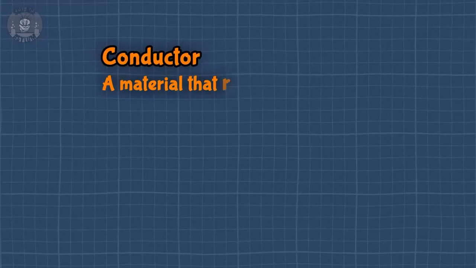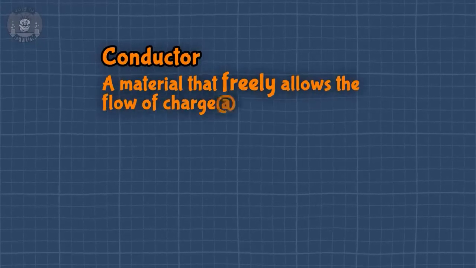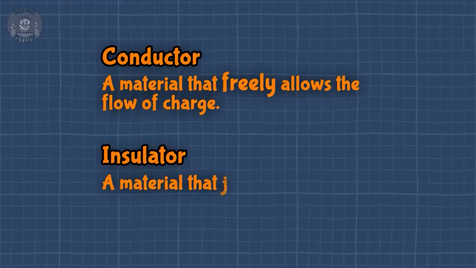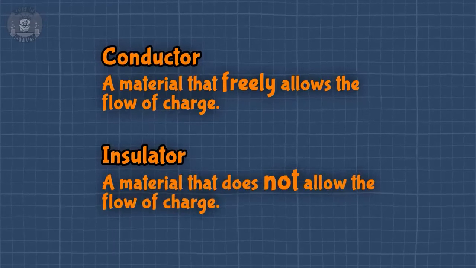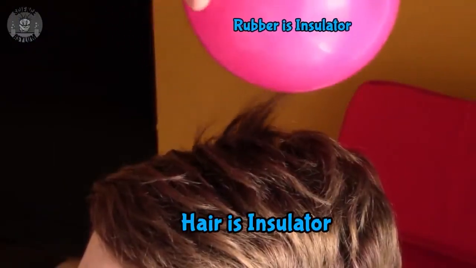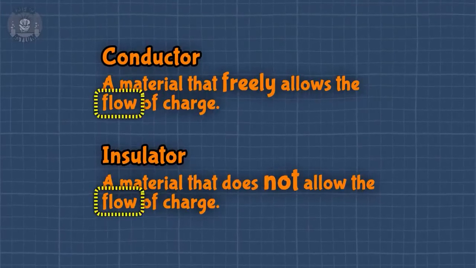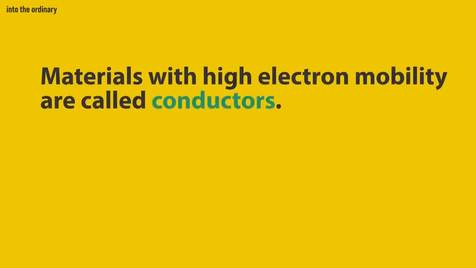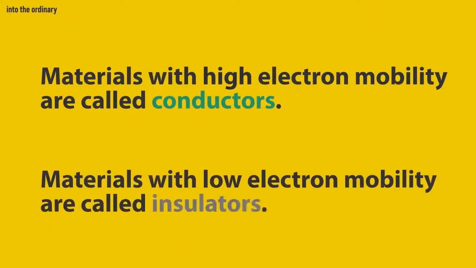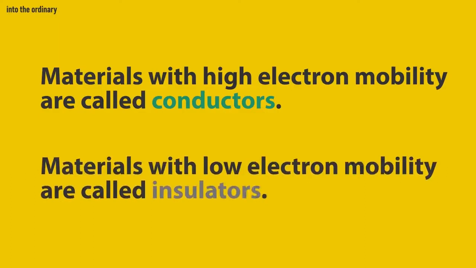We like to divide materials into two categories: conductors and insulators. A conductor is a material that freely allows the flow of charge. An insulator is a material that does not allow the flow of charge. Either type of material can become charged. What matters is whether or not the charge can move once it's there. Materials with high electron mobility are called conductors. Materials with low electron mobility are called insulators.